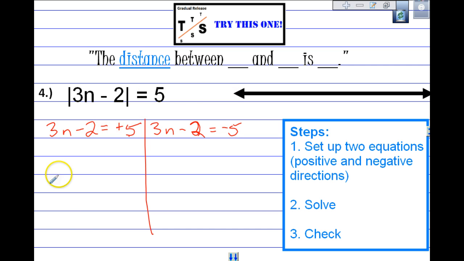All right, and after you solve both of these, you get n equals 7 over 3, which you can leave as 7 over 3. Okay? And on the right-hand side, you get negative 1. And since one's negative, one's positive, we know negative 1 is less, so that goes on the left side.